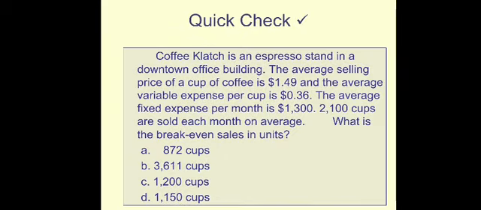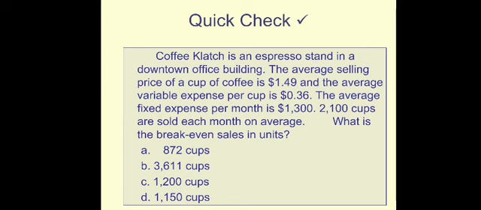Okay, this is a sample question. You have seen this question. Coffee Clutch is a business. The average selling price of a cup of coffee is $1.49. The average variable expense per cup is 36 cents. Average fixed expense per month is 1,300. The question asks: what is the break-even sales in units? So the question asks for break-even point in terms of units. Remember, you can use the equation method or the formula method.